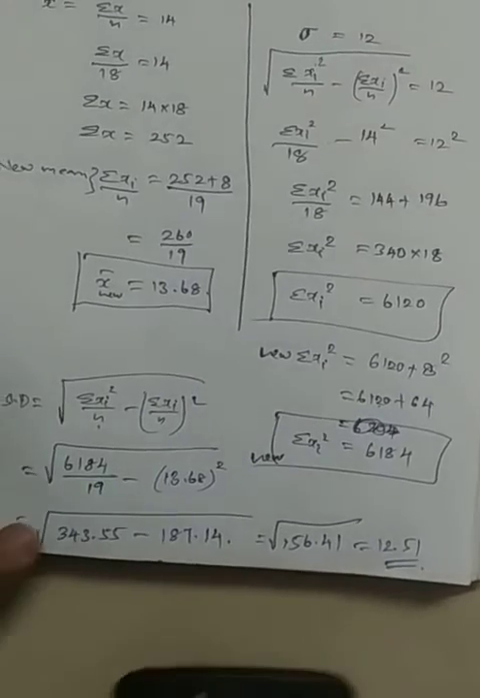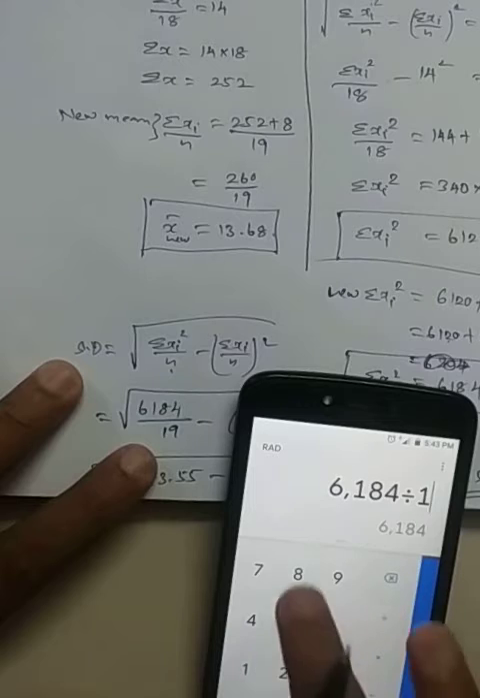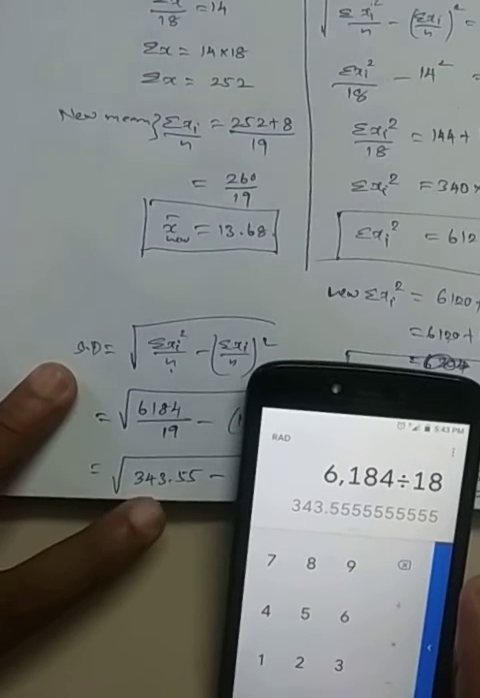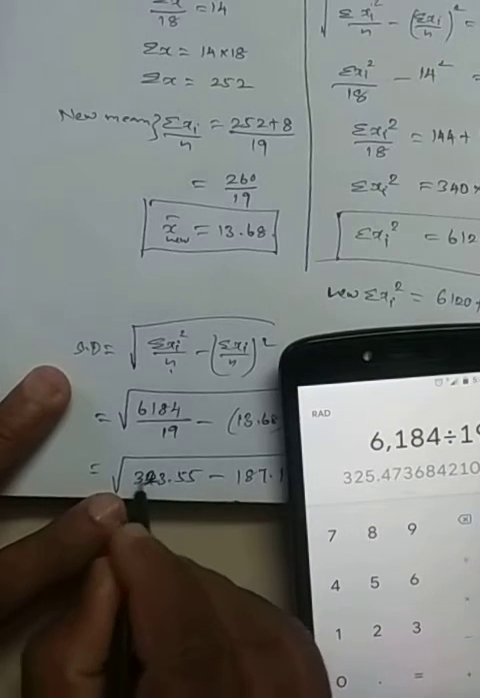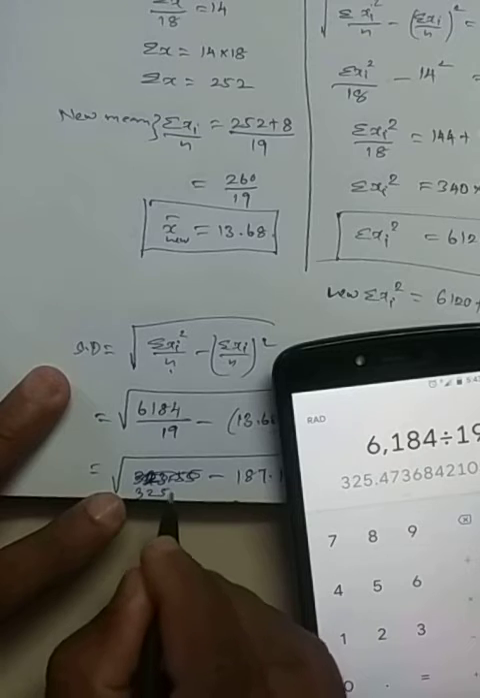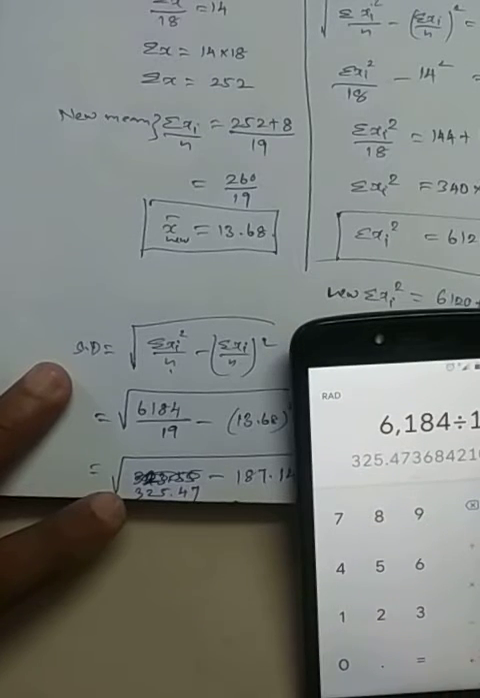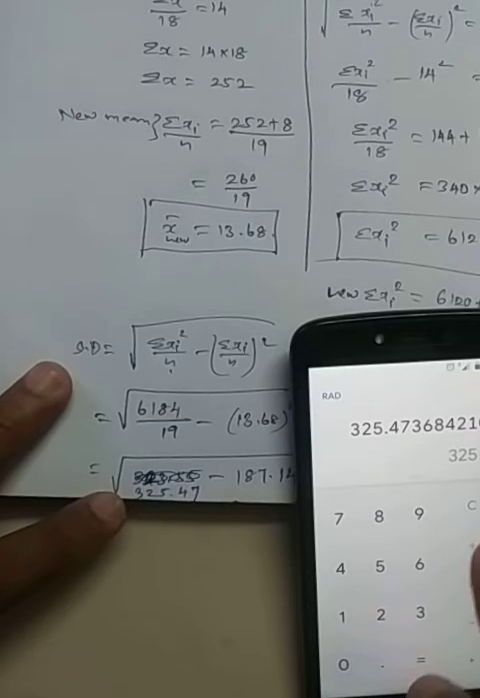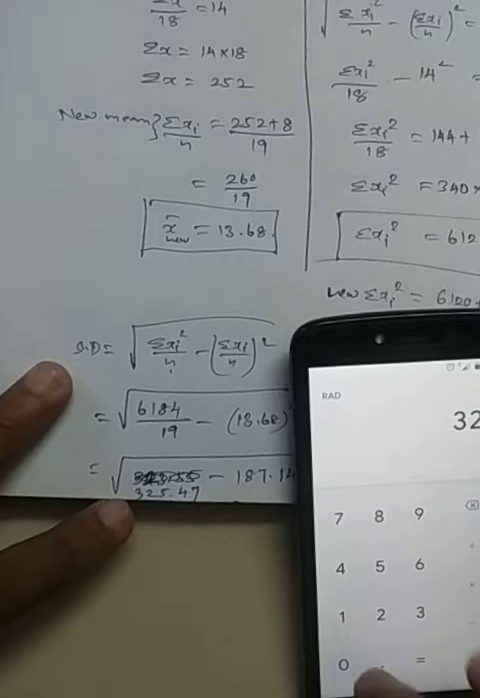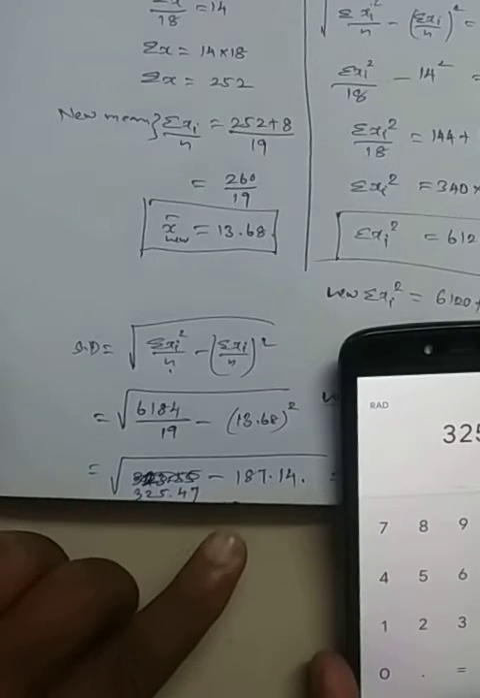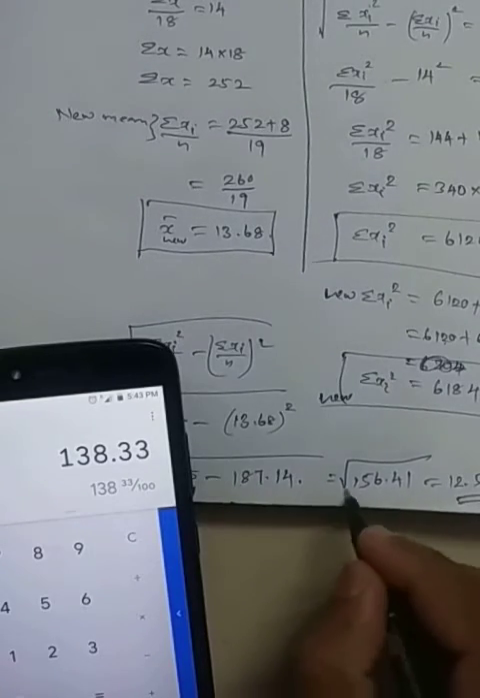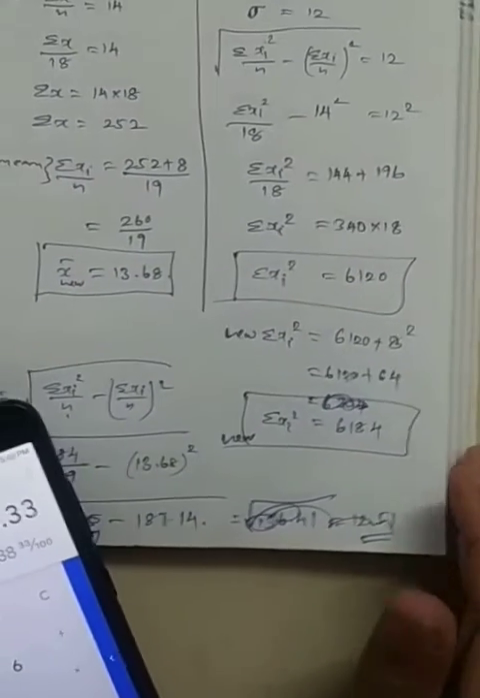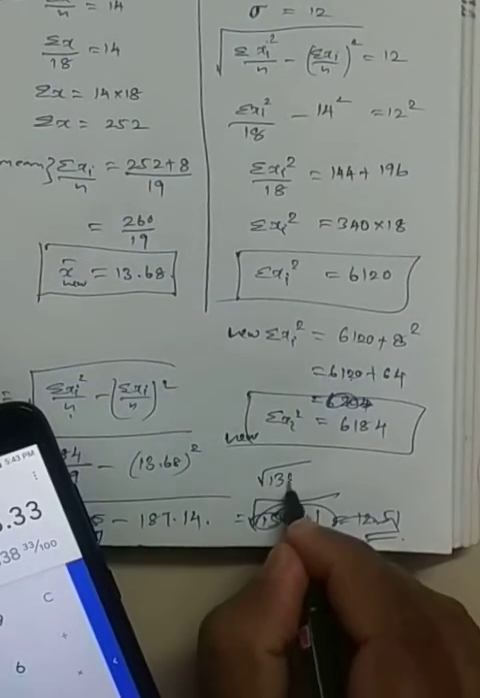A small correction: I have divided here by 18, so that's why it's coming. You can check here, 18 means 343 is coming, that I have written, but actually it's 19, so 325.47 is coming. So you keep that in mind. Now 325.47 minus this value 187.14, we are getting 138.33. So this will cancel. I'll write here the square root of 138.33 will come.